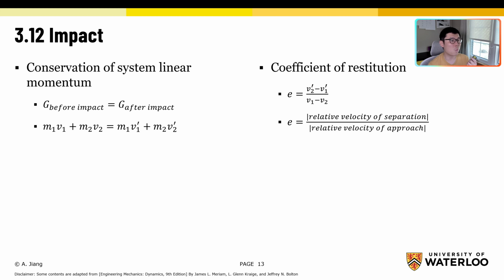Remember, we had one equation with two unknowns at the beginning. Now we have another equation with two unknowns. In total, now we have two unknowns and two equations. They are absolutely solvable. One comes from conservation of linear momentum, another one comes from the coefficient of restitution.